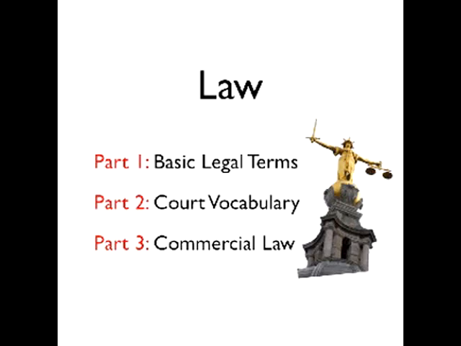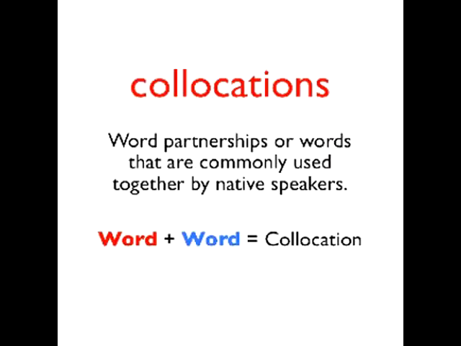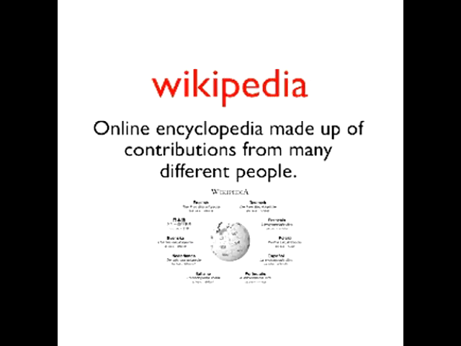After each term, we will also provide some of the common collocations or word partnerships associated with the word. Let's start off by looking at a definition of what law is from the English Wikipedia. A Wikipedia is an online encyclopedia made up of contributions from many different people.